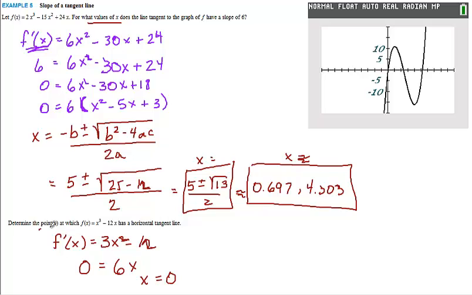Wants the point, so the previous one wanted the values of x, so I didn't have to find the entire point. This one wants me to find the point, so that means I need a y value as well. Plugging that into my original function, I get 0 cubed minus 12 times 0. That means y equals 0. The point is 0, 0.